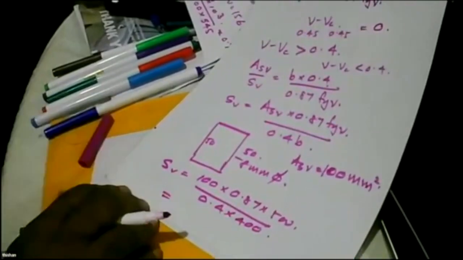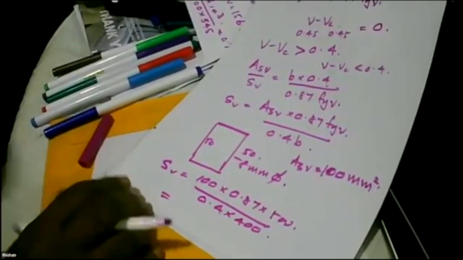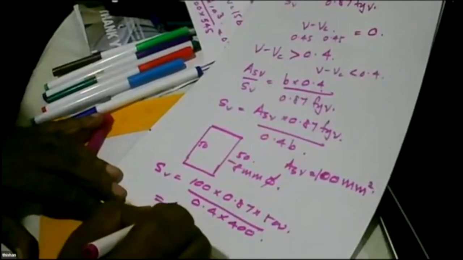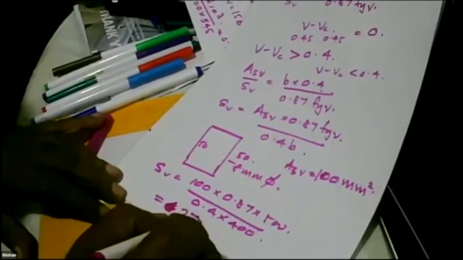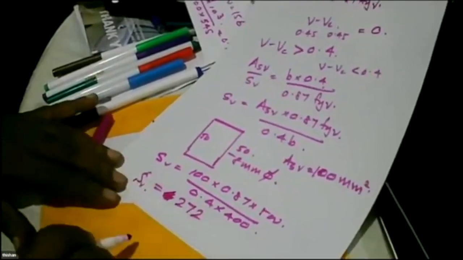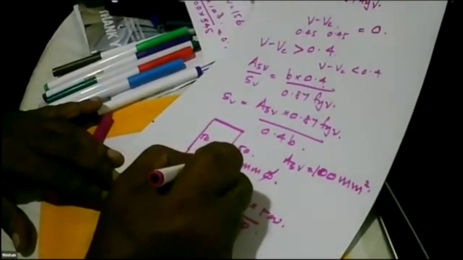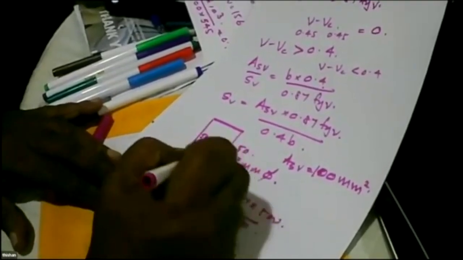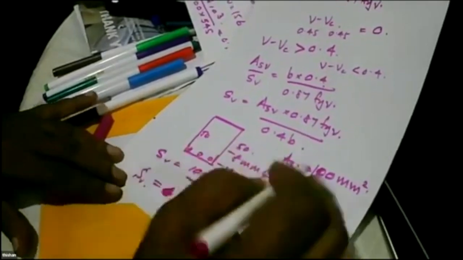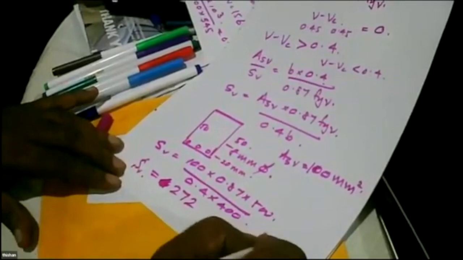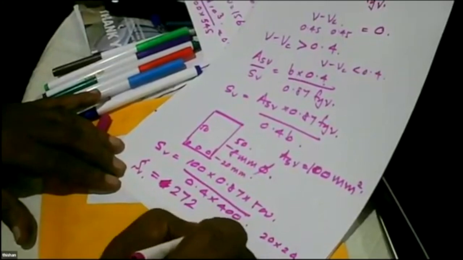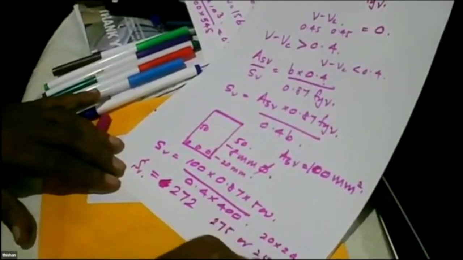What is the answer? 271.8. And if you are using 20mm bars here, Eurocode allows you to use 20 times 20, 400 millimeters. But you can't go for 400. So you might select 275 or 250 for the links.